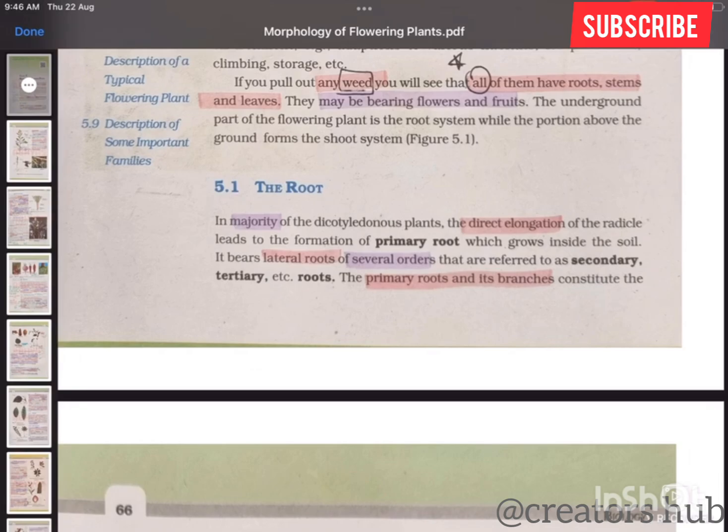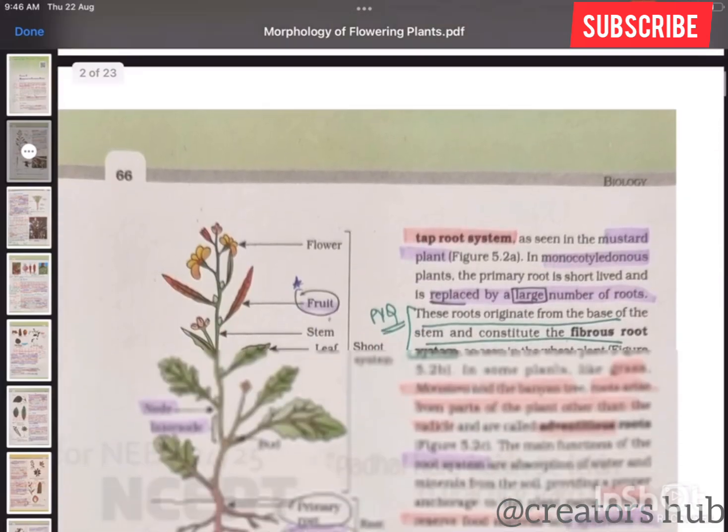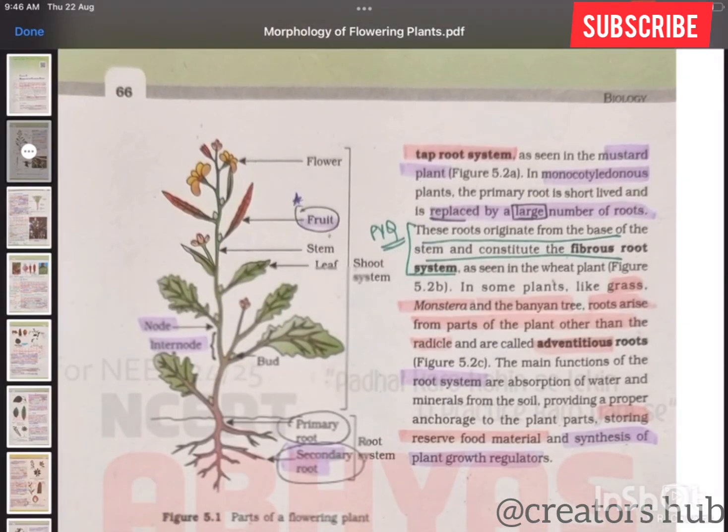In the majority of dicotyledonous plants, the direct elongation of the radicle leads to the formation of primary roots, which grow inside the soil. It bears lateral roots of several orders that are referred to as secondary, tertiary, etc. roots. The primary roots and its branches constitute the tap roots, as seen in the mustard plant. In monocotyledonous plants, the primary root is short-lived and is replaced by a large number of roots.